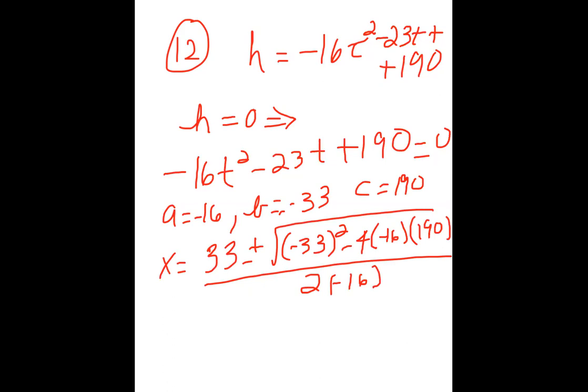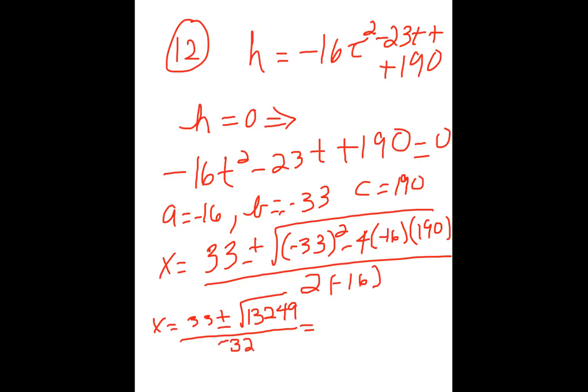All right, so on my calculator, guys, I am going to do negative 23 squared. Put that negative 23 in parentheses, okay? And I'm going to do minus 4 times negative 16 times 190. So I plugged all that into the calculator. So I get 12,689 inside the square root. And all of this will be divided by negative 32 because 2 times negative 16 is negative 32.